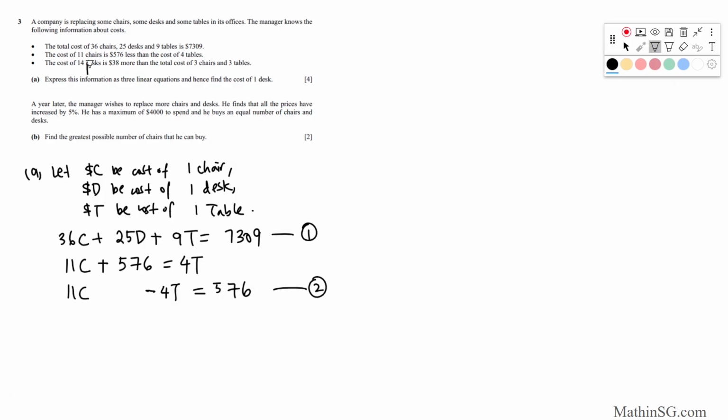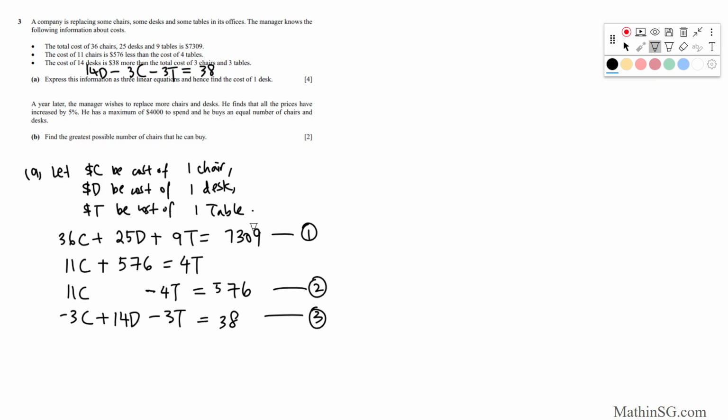Next, the cost of 14 desks is $38 more than the cost of 3 chairs and 3 tables. So 14D minus the cost of 3 chairs and 3 tables is $38. Remember, I want to have C first, followed by D, then T. So it's minus 3C plus 14D minus 3T equals 38. It's okay how you write, but because we are going to type it into the GC, I prefer to put everything that is C first, followed by D, followed by T as the third variable, so that when you type in, it gets less confused.